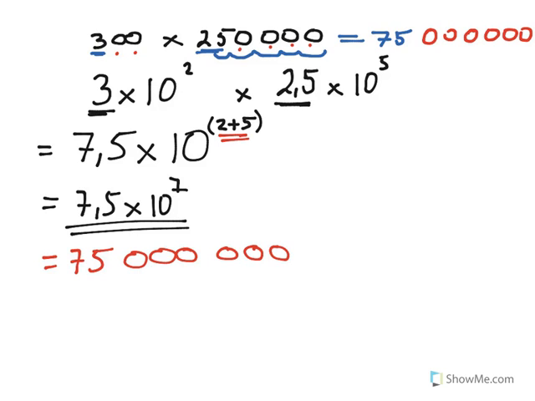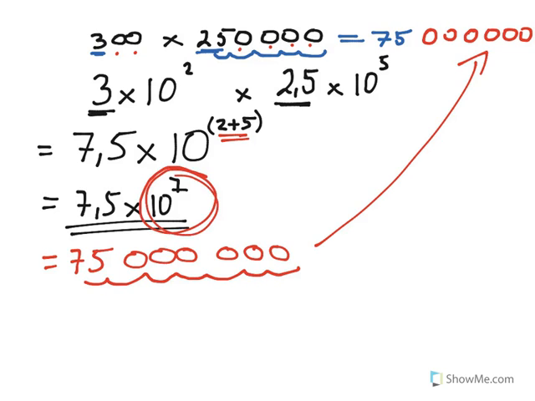7.5 times 10 to the 7 means move the decimal point 7 places. 1, 2, 3, 4, 5, 6, 7. 75 million. And doing it the way you did when you were little kids would also give you the answer, 75 million. But the important thing here is to be able to keep it in scientific notation as much as it is possible. If you are multiplying or dividing numbers, keep it in this form, times 10 to the 7.